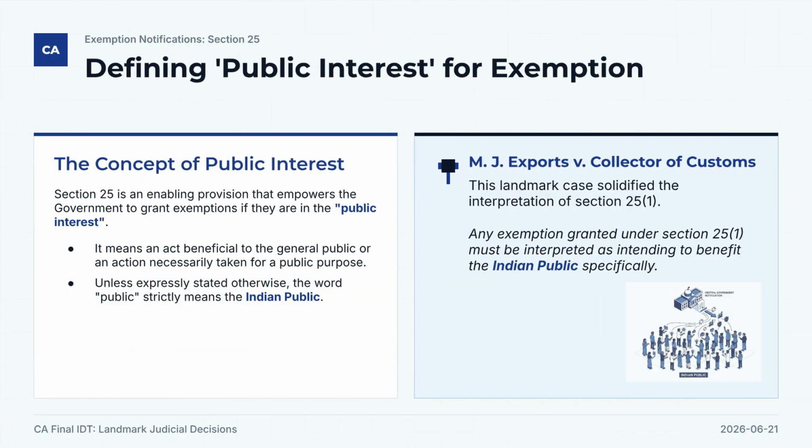Section 25 empowers the central government to grant customs exemptions whenever it considers such action necessary in the public interest. But what exactly is public interest? The courts have explained that it refers to an act beneficial to the general public, or one undertaken for a public purpose. Importantly, unless the notification specifically indicates otherwise, the term public refers to the Indian public. The landmark judgment in MJ Exports versus Collector of Customs clarified that exemptions granted under Section 25 should generally be interpreted as measures intended to benefit India and its people, rather than serving private or foreign interests.